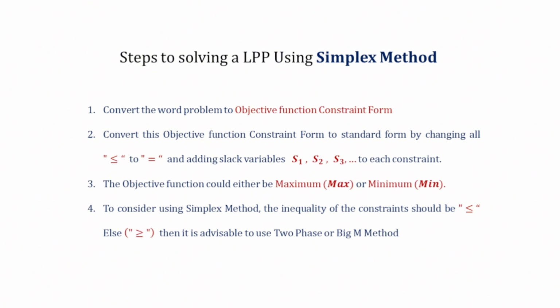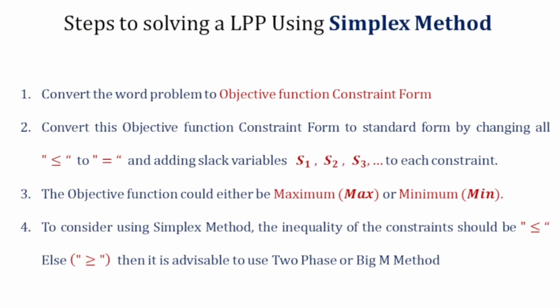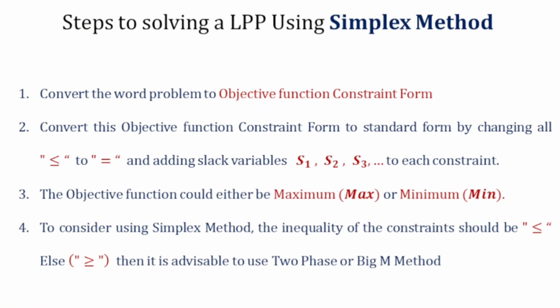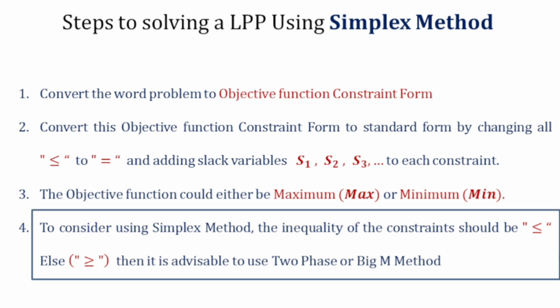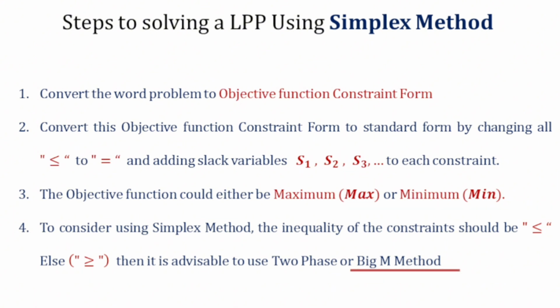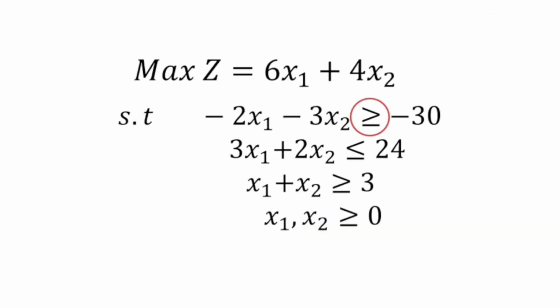Remember, as a recap, when we were talking about Simplex in the other video, we mentioned all of these steps, and there was an emphasis on step 4: to consider the Simplex method, the inequality of the constraint should be less than or equal to. But where we have a greater than or equal to in any of the constraints, we can consider using the two-phase or Big M method. In this video, we are going to use the Big M method because we have a greater sign in one of the constraints. What do I mean? This here is a greater than or equal sign, and this here is a greater than or equal sign, so we are going to use Big M in this question.